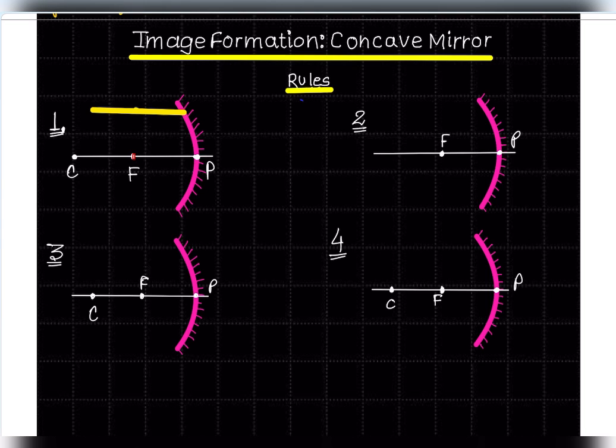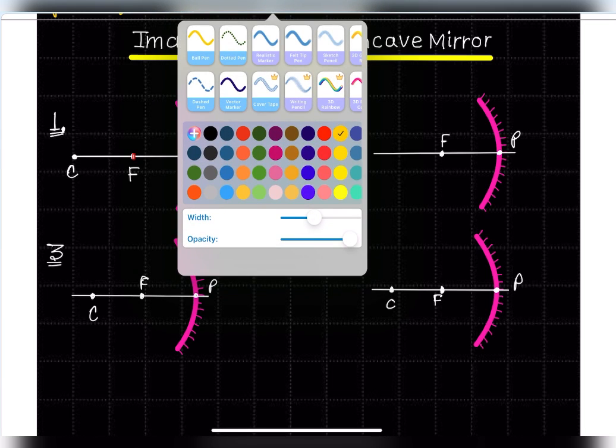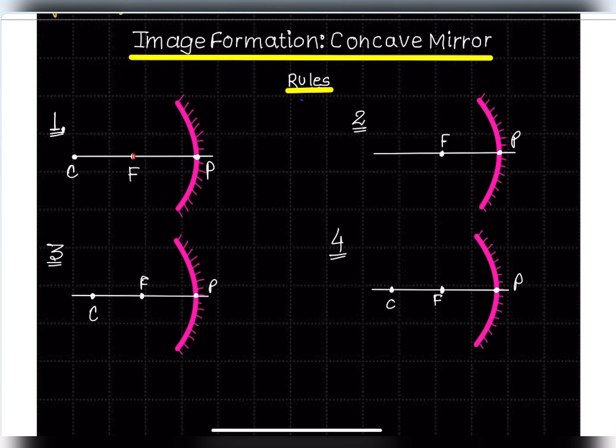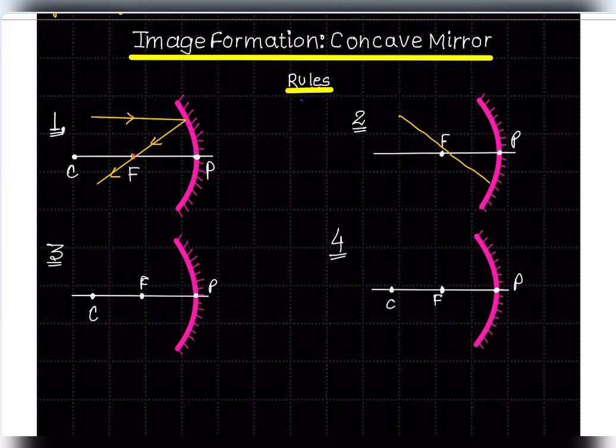If you draw a line parallel to the principal axis, after reflection it will pass through the focus. Simple. The first rule is very simple. If you draw a line parallel to the principal axis, after reflection it will pass through the focus. Got the point?